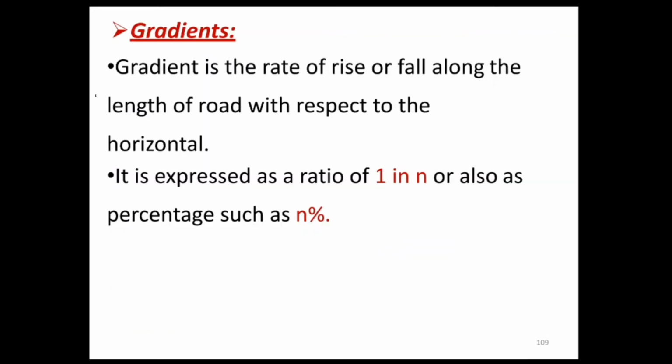Now the gradients. Gradient is the rate of rise or fall along the length of the road with respect to the horizontal. It is expressed as a ratio of 1 in n, or also as a percentage.